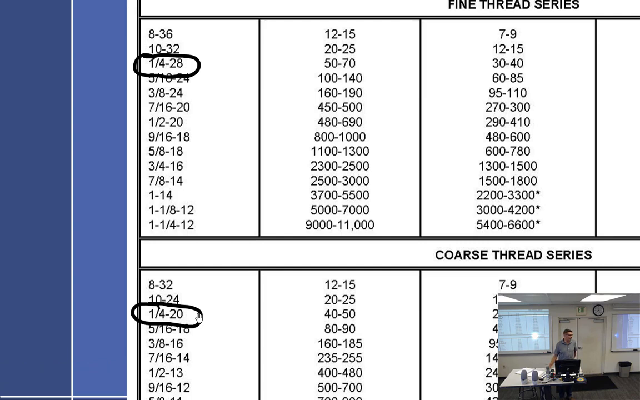So now how long will it take you to figure out the threads on that one? You only have to try two of them. One's going to fit, one's not. So, so simple.